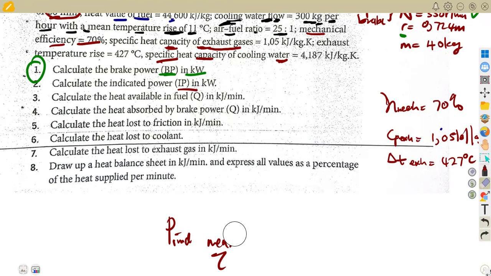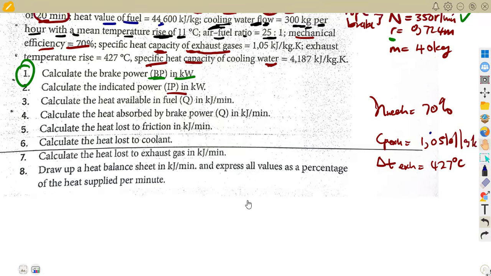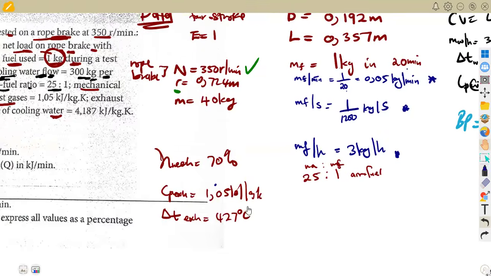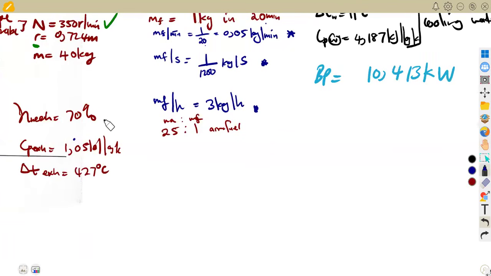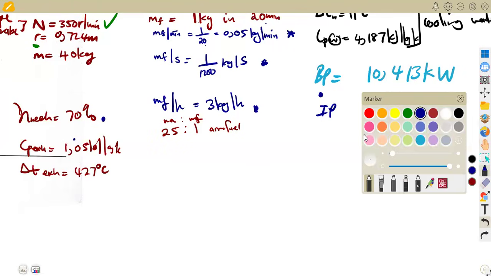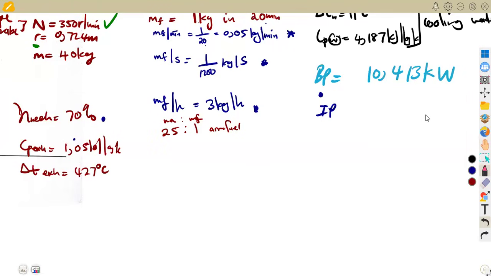So what are we going to do? The only thing that we have to think of if we are not given that is the mechanical efficiency. Do we have the mechanical efficiency? Yes, we do. Why are we thinking about the mechanical efficiency? Because we know that it carries both the brake power and the indicated power. Remember our formula.